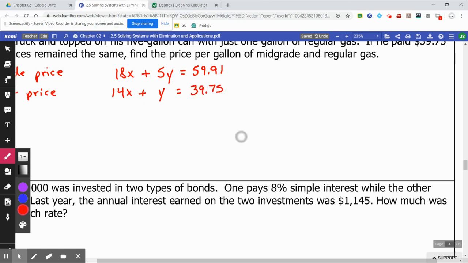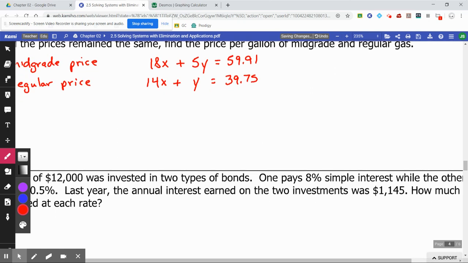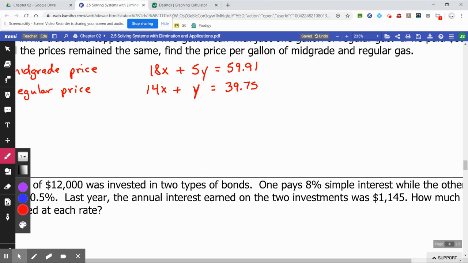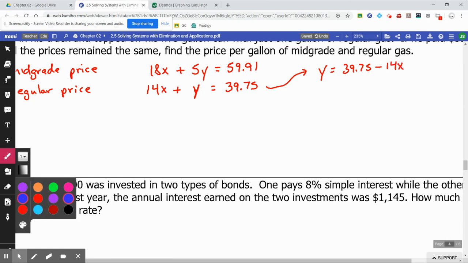Now, I'm a big fan of substitution when substitution works. And since I have plain Y right here, it'd be very easy to use substitution. So what I'm going to do is take my second equation and solve for Y, and I get Y is equal to 39.75 minus 14x. We can now take my other equation, and in the place of the Y in that other equation, I can replace it with that Y value.